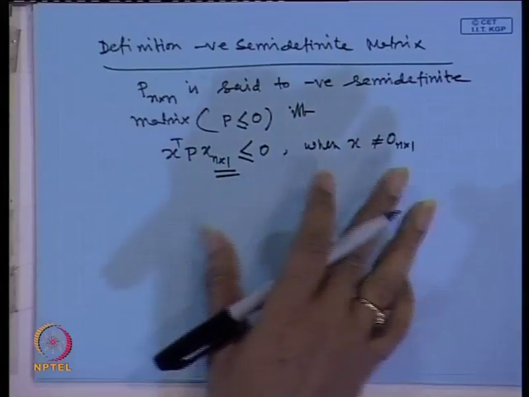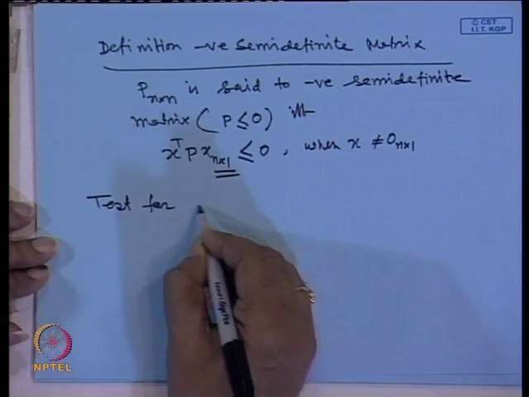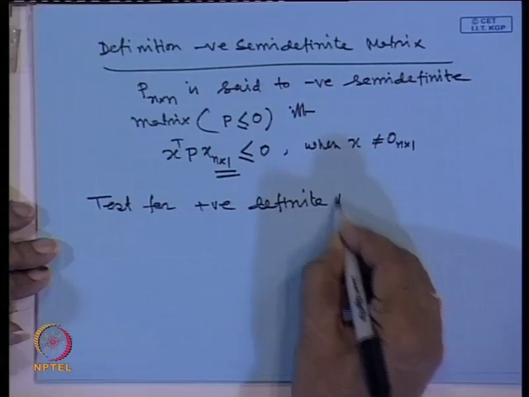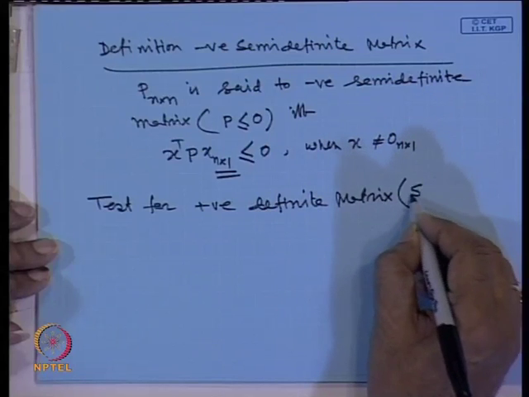So, this is that. Now the question is: there are an infinite number of vectors x, so how will you check whether the matrix P is a positive definite matrix, which in turn means x transpose P x is a positive definite quadratic function or not? The test for a positive definite matrix is done by the Sylvester criteria.